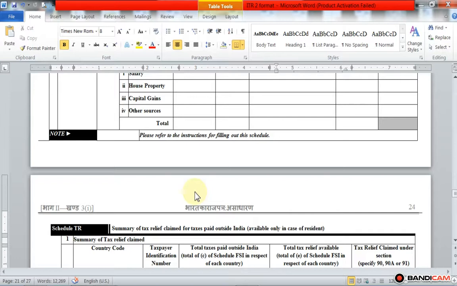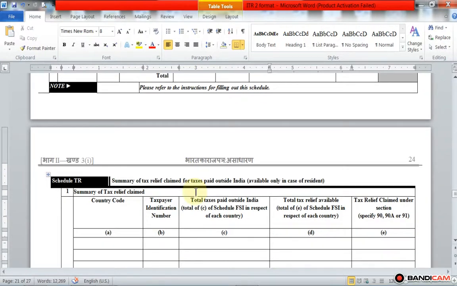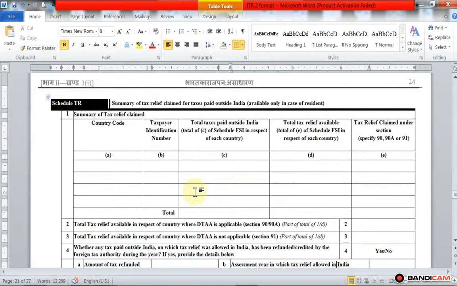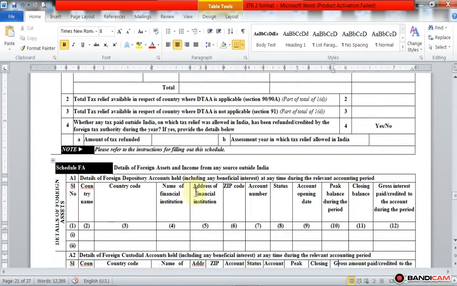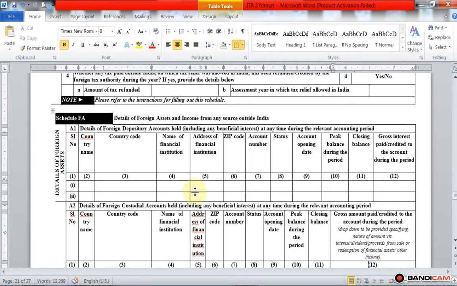So here ITR 2 is relating to individuals and HUF not carrying on business or profession. In this form, we have to fill the required information which is applicable to the assessee. Okay, so only applicable information we have to fill in ITR 2. Then Schedule TR. TR means tax paid outside India. Okay, relief claimed for tax paid outside India. Then FA, details of foreign assets and income from any source outside India. So here the assessee will have to furnish the assets and income earned from outside India, foreign assets or income from any source outside India, then he fills this schedule.